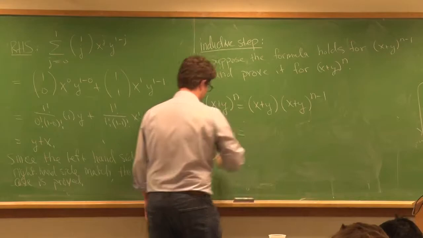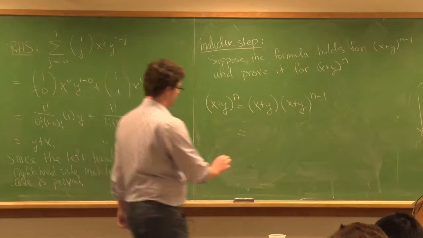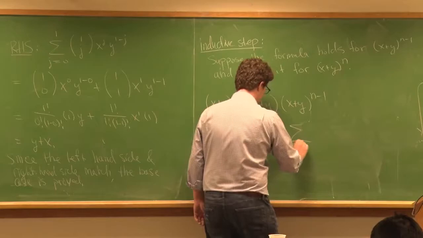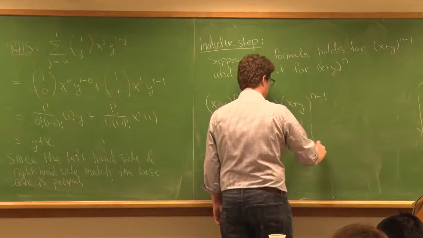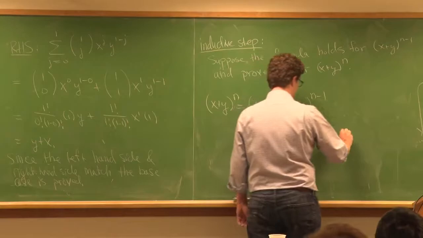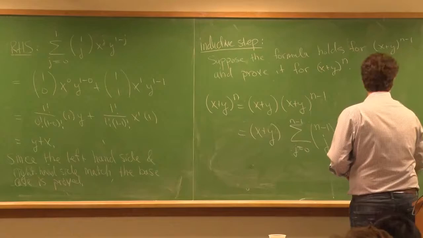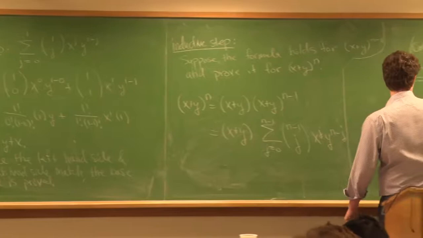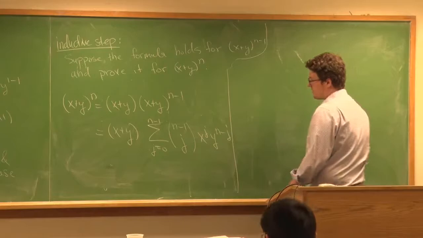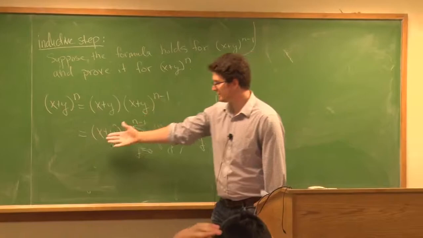All right, now I'm going to apply the inductive hypothesis. So at this stage, I apply the inductive hypothesis. j is equal to 0 to n minus 1, and this is n minus 1 choose j. And then we have x to the j, y to the n minus j. All right, now I have got to move this over here. Okay, so we have this sum here. So this is a thing, and this is a thing. So I can use, say, the right distributive property. So I can distribute this on the right here, and I'll get two separate sums.